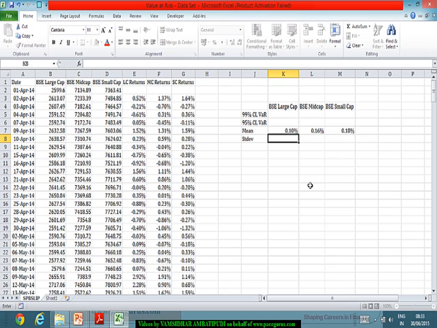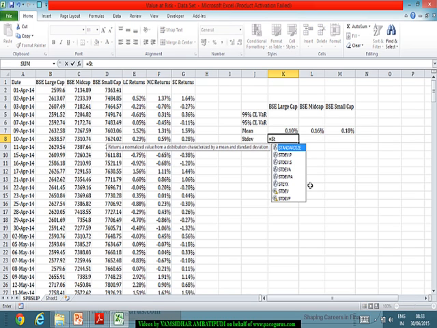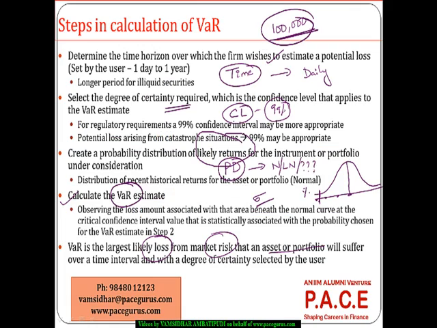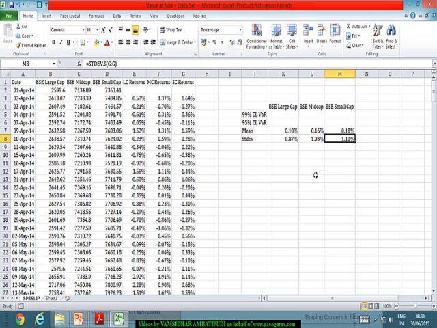I should be able to find out the standard deviation. We know that we can find out the standard deviation using STDEV.S, which is the sample standard deviation. We are getting the standard deviations as 0.87% for BSE large cap, mid cap, small cap. Fine. Now I am assuming that they are following a normal distribution.